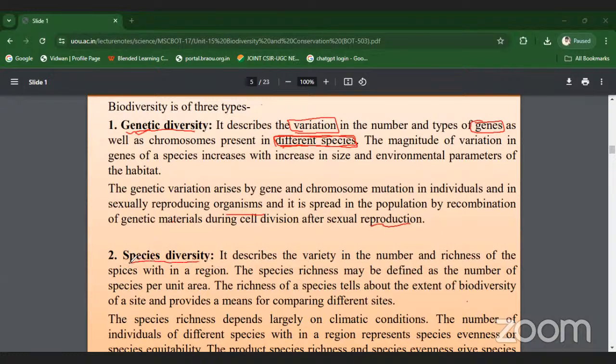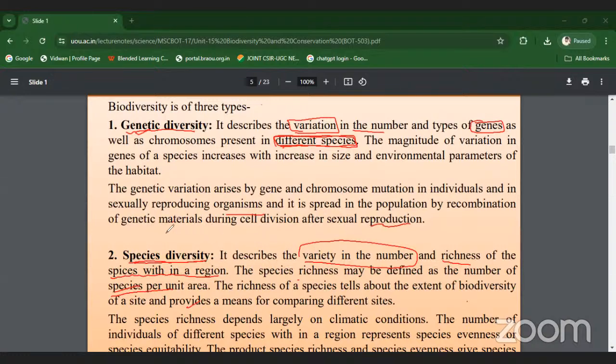Next, species diversity. It describes the variety and number, and richness of the species. Species richness may be defined as the number of species per unit area. Richness of species tells about the extent of biodiversity a site provides, by comparing different sites. So this is the species level: different types of species, number and richness.